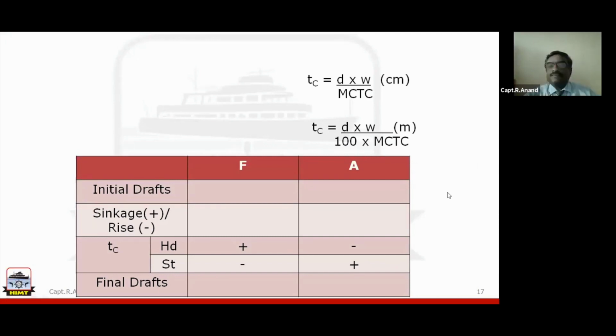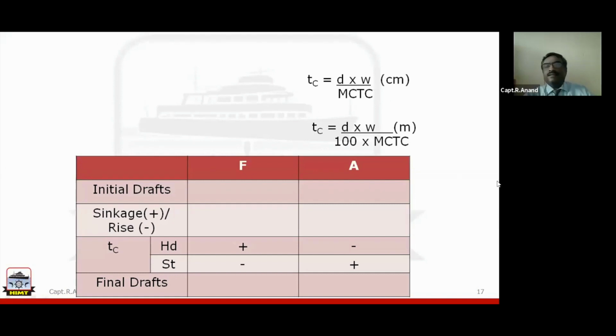Any doubt? Sir, when we are using all in meters, how are we getting it in centimeters? Because MCTC by definition is the moment required to change my trim by 1 centimeter. Okay, sir. Okay, thank you. That's how, you remember, we derived it. I had shifted a weight good enough to cause a trim change of 1 centimeter. So that was the whole concept by which I derived this formula for MCTC. That is the reason why we get this trim change in centimeters. So only when I add this denominator 100, I will directly get it in meters.